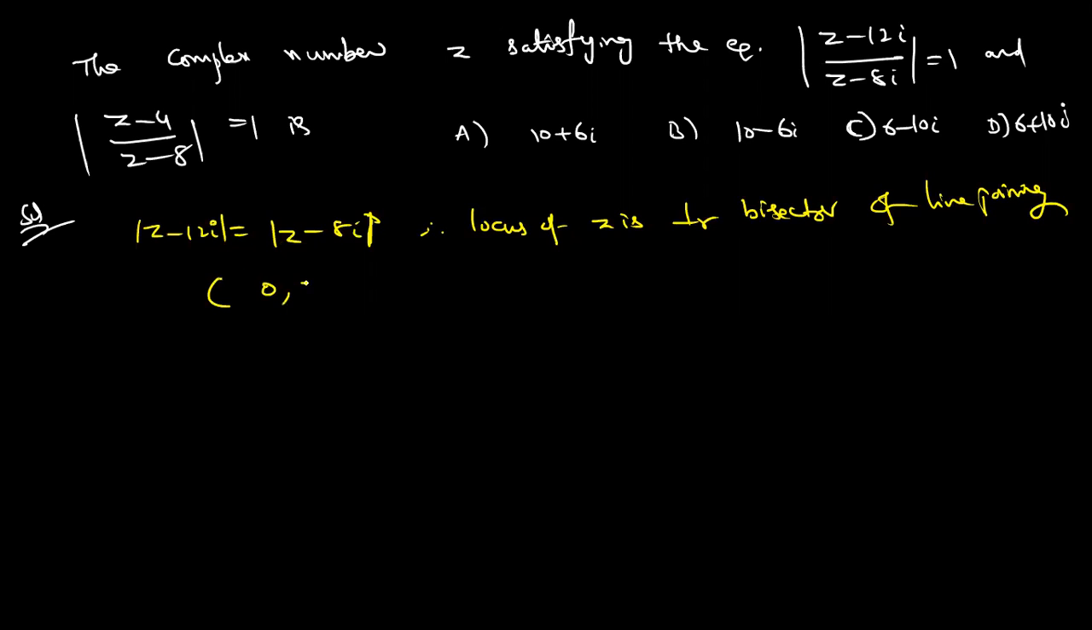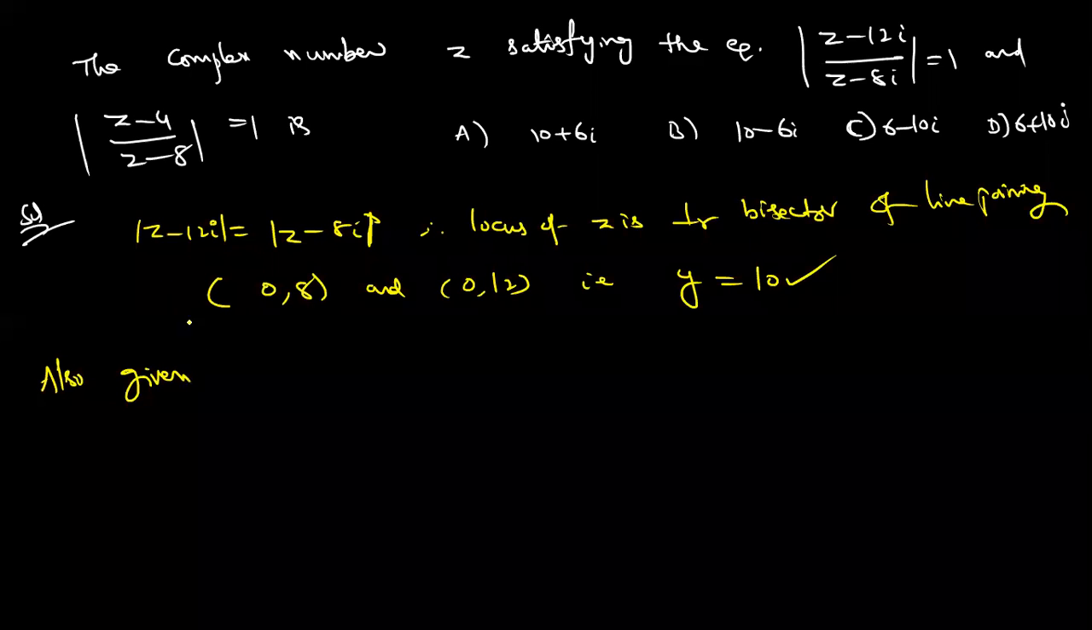What is that? 0,8 and 0,12. That is, what is the perpendicular bisector? Anyone? That is y is equal to, both lie on the imaginary axis. That means what here? Y is equal to, the average is how much? Perpendicular bisector means y is equal to 10. See carefully.